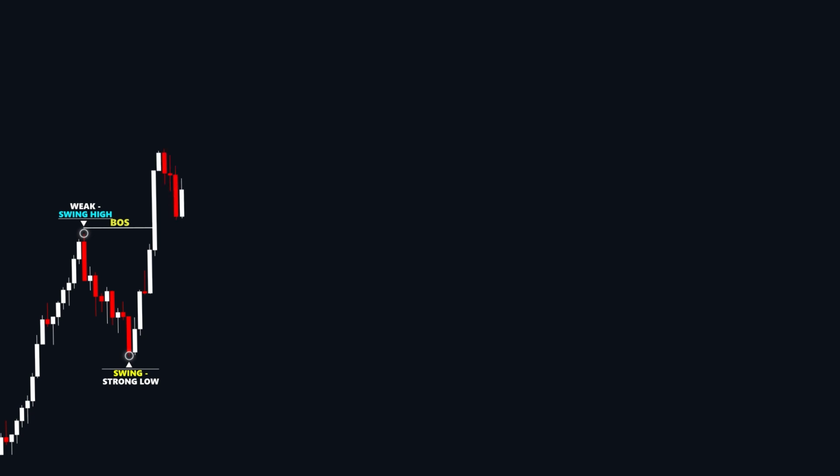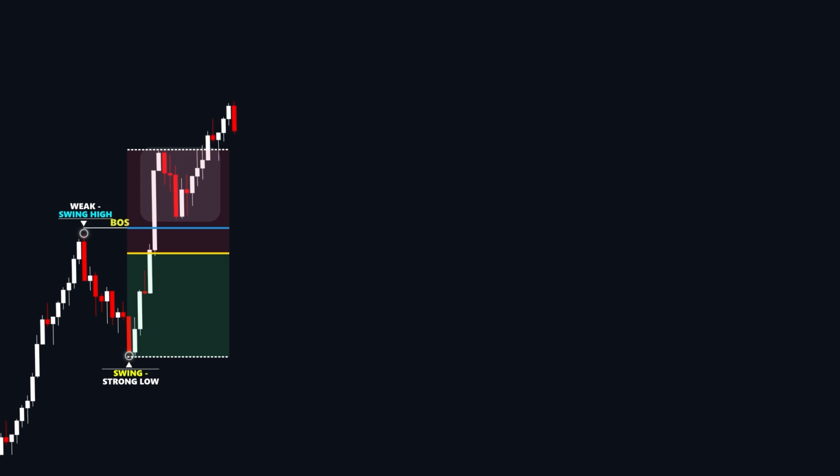Price moves down a little. Now, let's check if this is another valid pullback. Again, draw your Fibonacci from the previous strong low to the new high. What do we see? Price didn't reach the 38.2% level. It stayed above it. So, this is not a valid pullback. We can mark this area as noise or a minor continuation zone, but it's not a proper retracement.